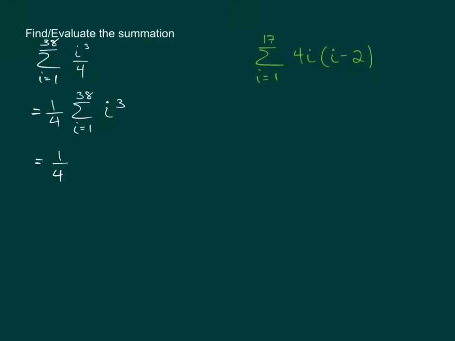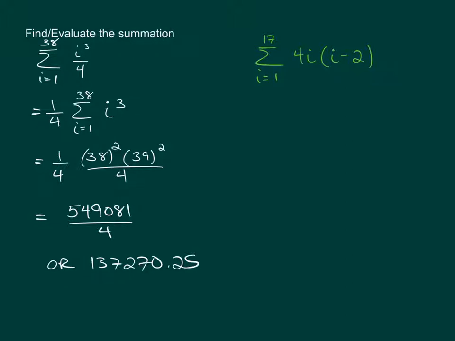And the summation formula for i cubed states that you have the upper bound, that 38, squared, times the upper bound plus 1, that'll be 39, squared, all over 4. And I wrote this and didn't say it. We still have to multiply this sum by the 1/4. It comes along for the ride. So there it is. And when you compute all this out, you'll get these answers right here.